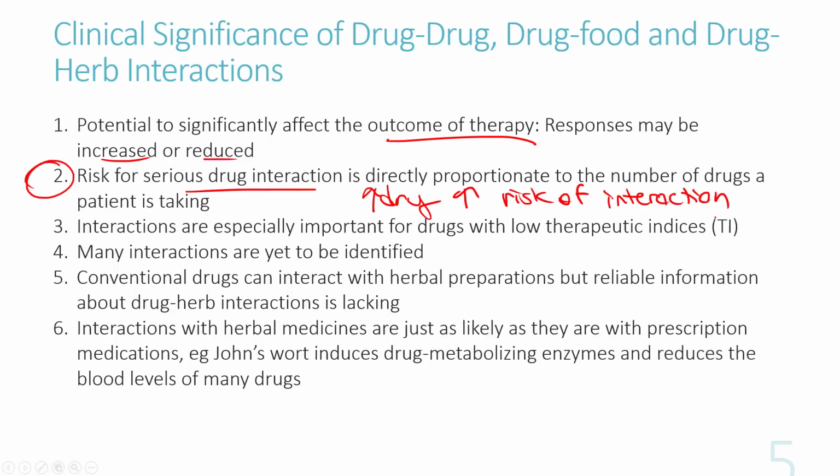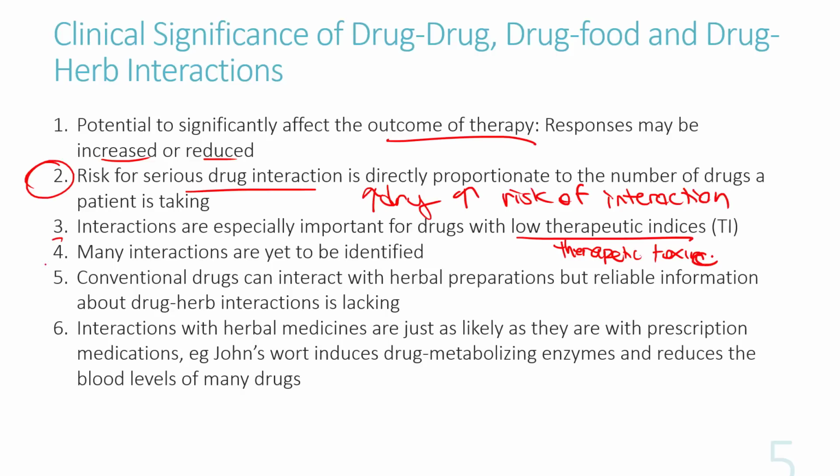These interactions with other drugs, food, or herbs are very important when a person is taking drugs with a low therapeutic index. And remember, a low TI means that the difference between therapeutic and toxic is very low in terms of the dose. So it can be therapeutic at, say, between 10 to 15 micrograms, and then above 15 can be toxic. So it's got a very low therapeutic index.